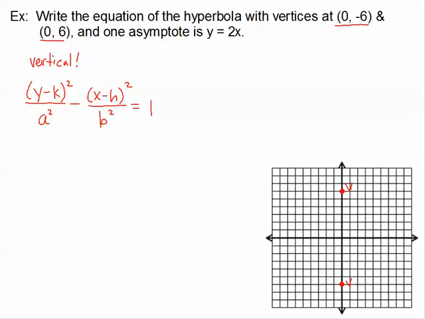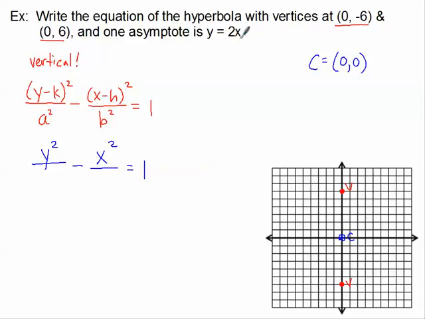Actually, I'm pretty sure I know where the center is. The center is going to be exactly in the middle of our two vertices. And since it's exactly 6 units up from the origin and 6 units down from the origin, I know that my center is right there. So my center this time is (0, 0). That means the tops of my equation are pretty easy: y squared and x squared. That's not too bad.